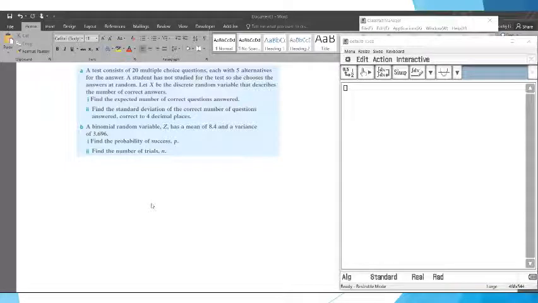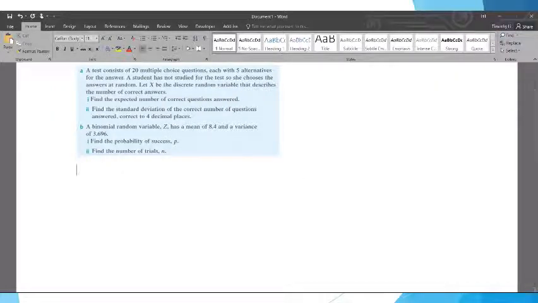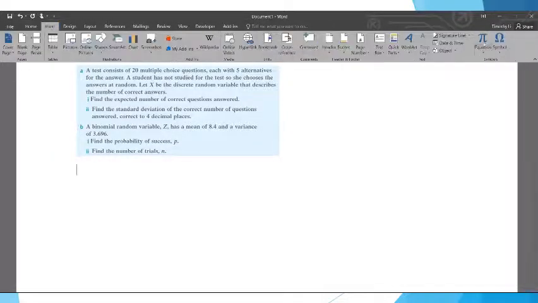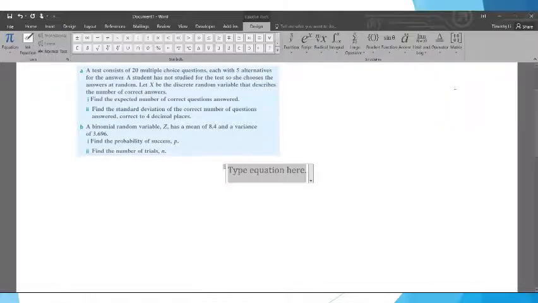Alright, a test consists of 20 multiple choice questions, each with 5 alternatives for the answer. So you have 5 different options. The student has not studied for the test, so she chooses answers at random. Let x be the discrete random variable that describes the number of correct answers. When you read this first part, because it tells you that there are 5 alternatives for answers, your probability of success must be 1 over 5.